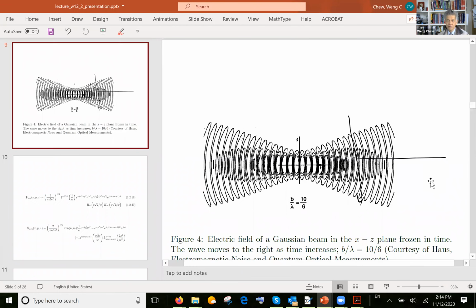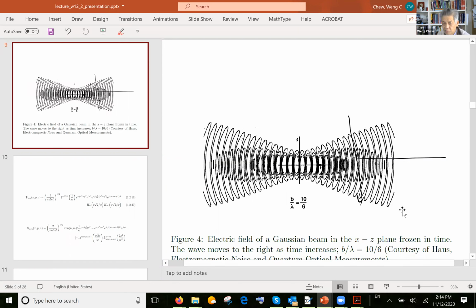So a Gaussian beam will look something like this, okay? And it is actually how a laser beam would look like out of the laser pointer. If a laser pointer, the wave that leaves the pointer, will look something like this. It's actually more or less collimated in the beginning, but as you go further and further away, the collimated beam is going to look like a spherical wave.